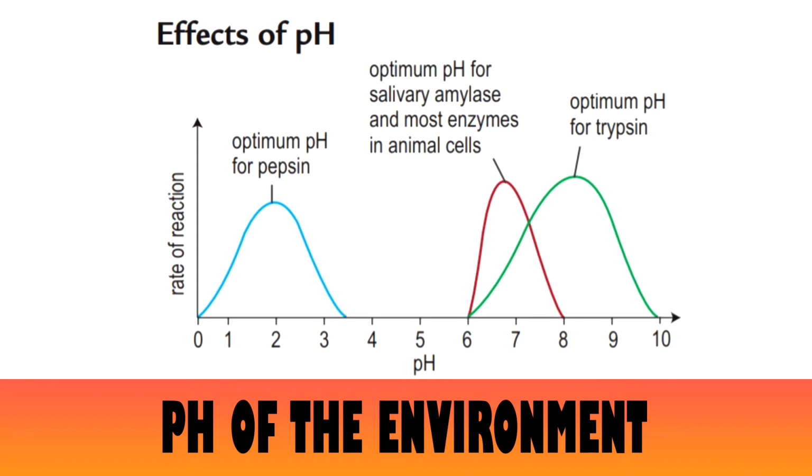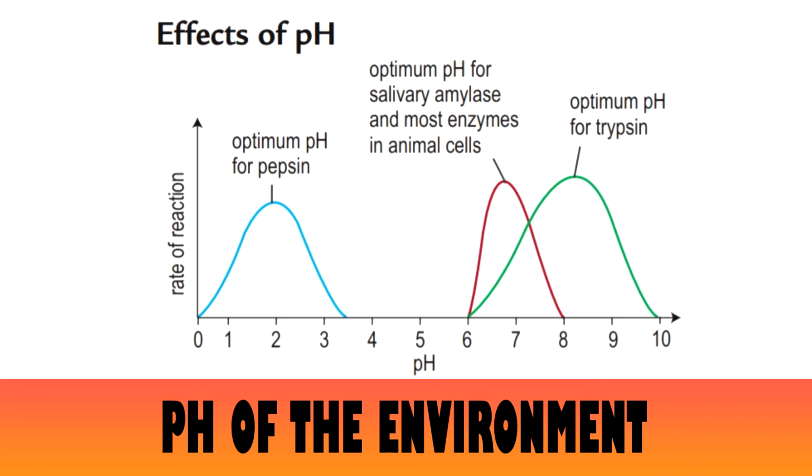Factor number 2 is pH. This is the graph diagram showing the effect of pH on the enzyme activities of pepsin, salivary amylase and trypsin. The enzyme activity is influenced by the pH of the surrounding solution. Generally, all enzymes react most effectively at their optimal pH. Most enzymes are most active in the range of between pH 6 and 8. For example, the salivary amylase works at pH 6.8 and 7.